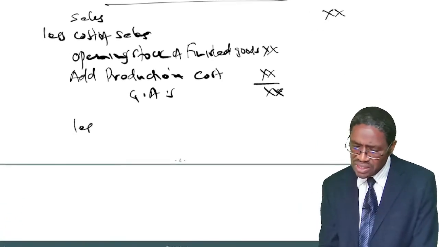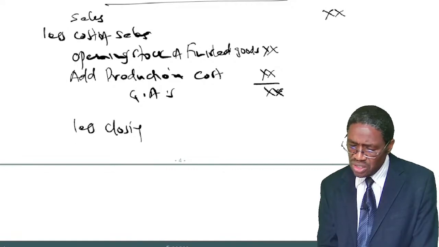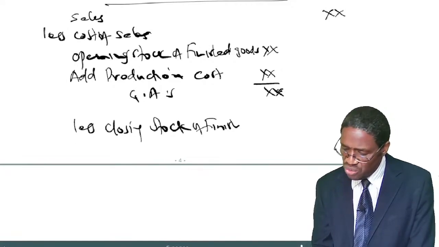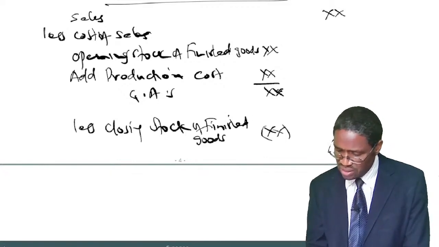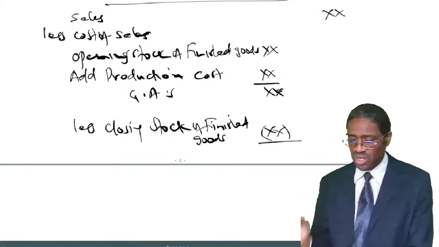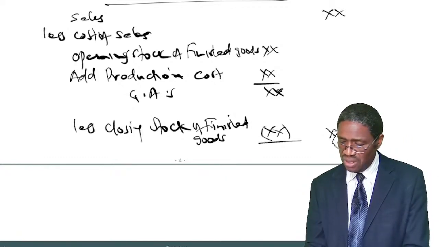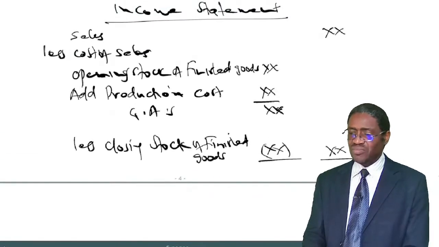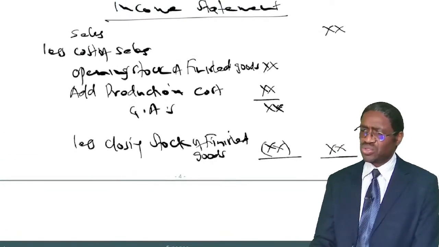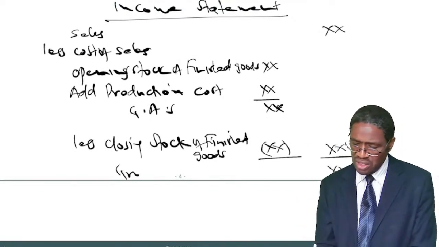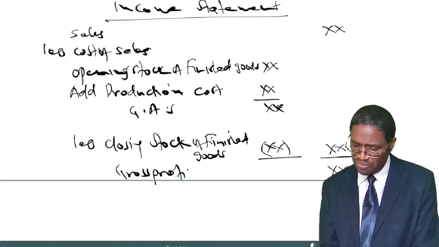Then you now less closing stock again. You now less closing stock of what? Of finished goods. Whatever it is, you minus. Then you now get, listen, the production cost of sales. Push it to the extreme now. Get the normal cost of sales. Good. Listen, once you get the cost of sales, you compare that with the sales, and that will give you the gross profit.